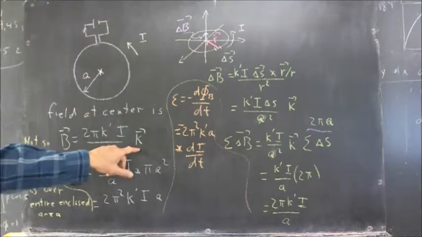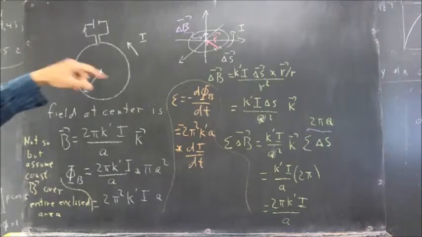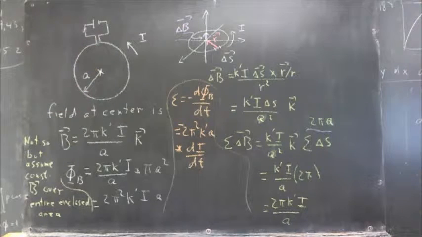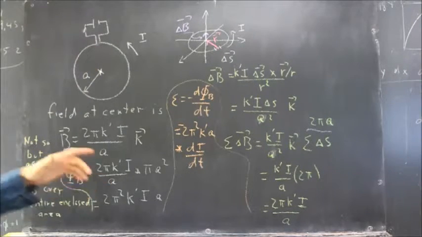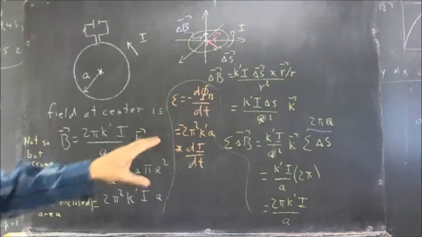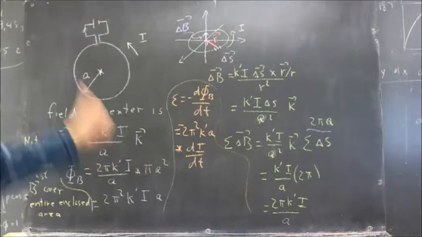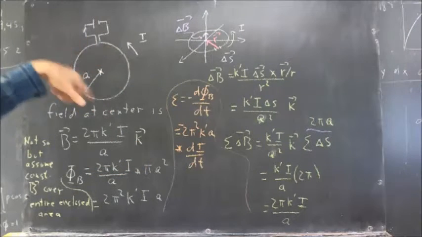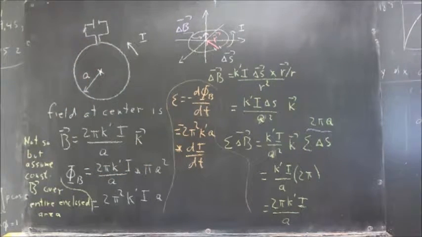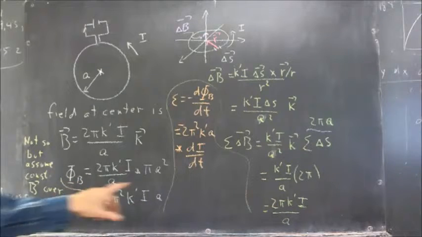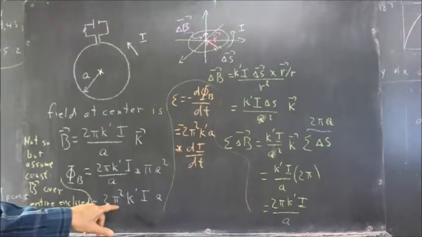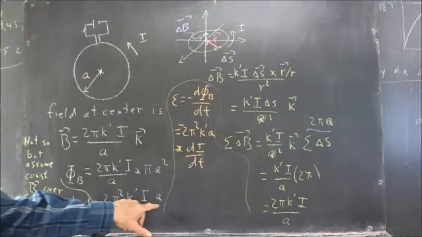The magnetic field is perpendicular to the plane of the circle, so that the magnetic field dotted with the area vector, we're going to have a K dotted with a K, because the area vector is going to be equal to the area times a K vector. And we're just going to end up with this, and it's very straightforward. And we simplify it, we get 2 pi squared K prime I times A.